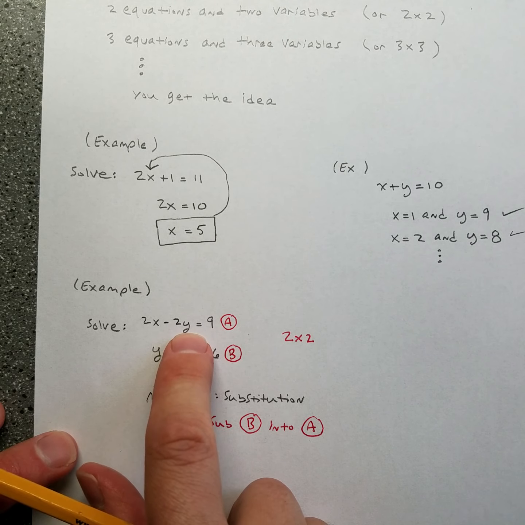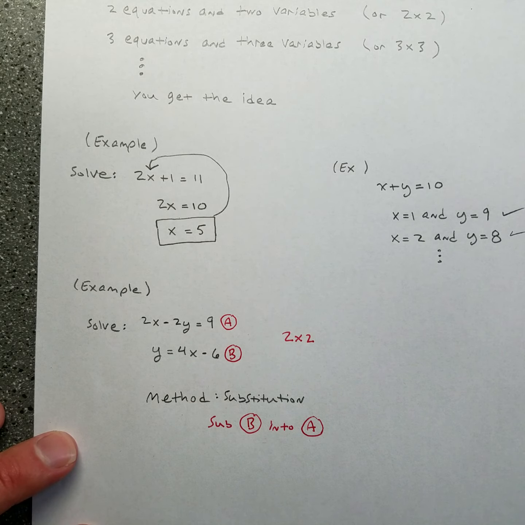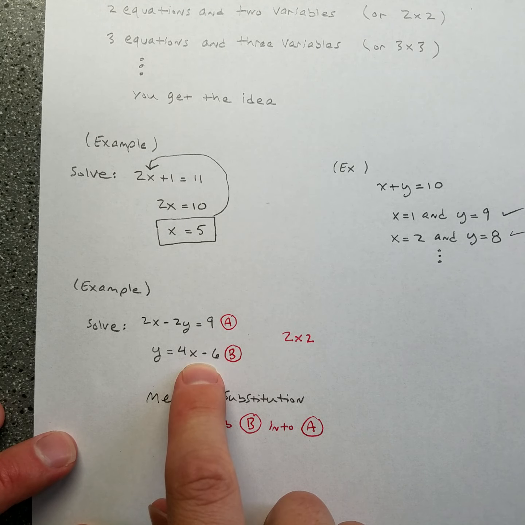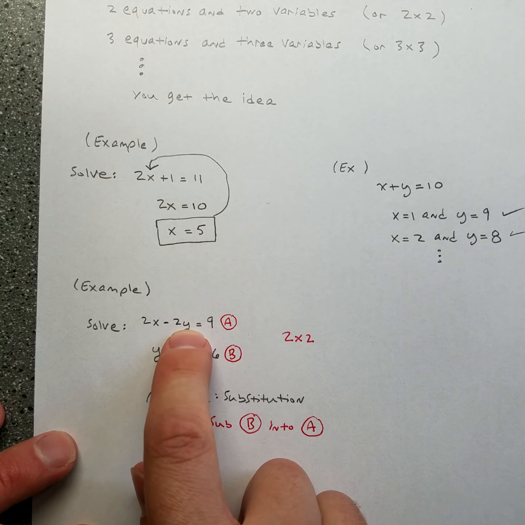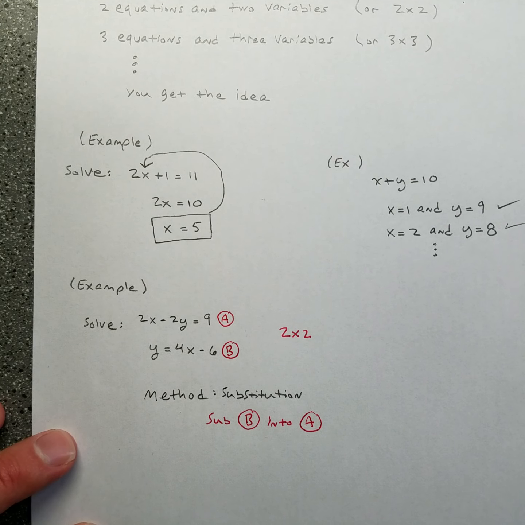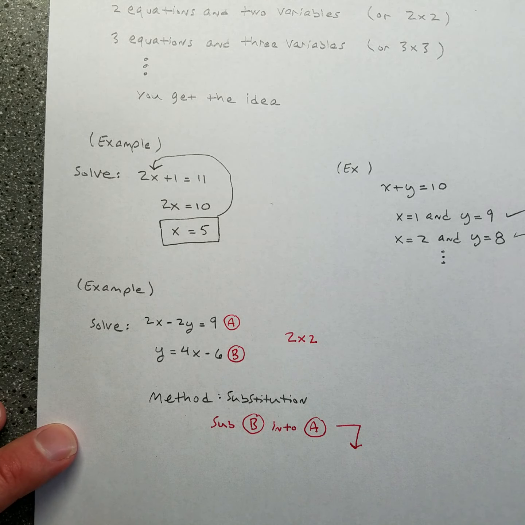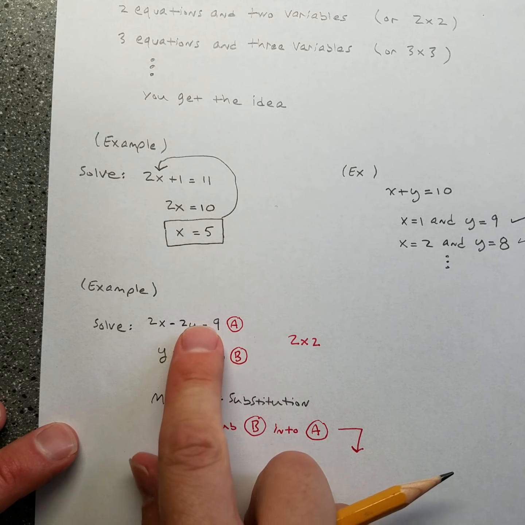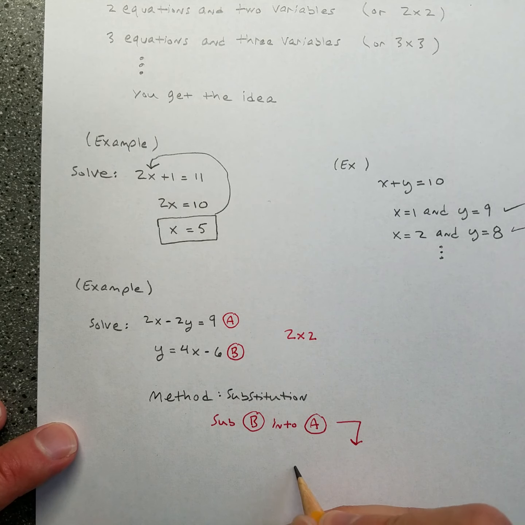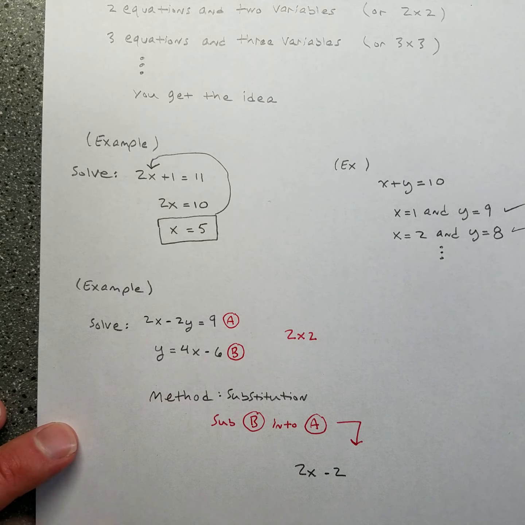You could take where it says y in equation A, and you could put 4x minus 6 in its place. And what's the word for that? If you take something and put it in place of something else, there's a word for that. What is it? Substitution. All right, so that's why we call it substitution. If I do that, here's what it's going to look like. To substitute equation B into equation A is going to say 2x minus 2y. But what's y? According to equation B, y is 4x minus 6.